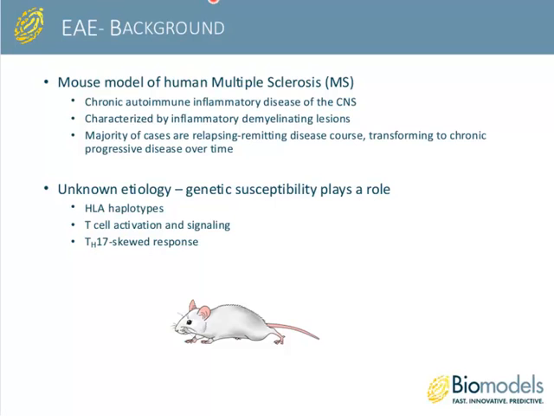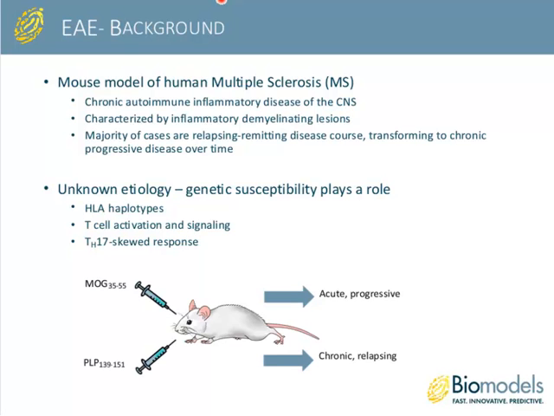So here's the model. Here's the mouse again. You basically inject a specific peptide along with an adjuvant, CFA in this case, along with pertussis toxin, and the mice develop spontaneous acute progressive disease. If you decide to go with a different peptide, this PLP antigen, again with adjuvant, you can induce a chronic relapsing model, and we run both of these models here at Biomodels.